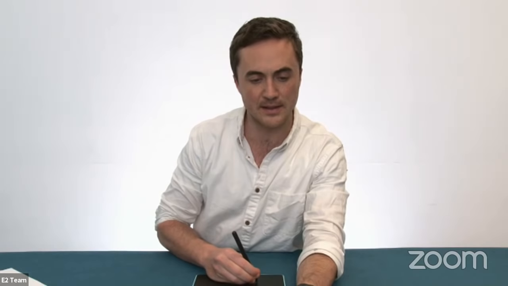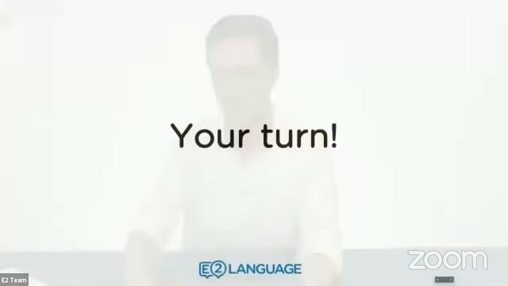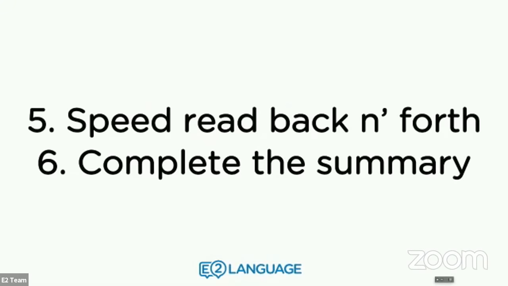Step 4, you'll go to the summary, and you'll start to see clues in the summary where you go, that came from the journal article. That came from the statistics. Cool. All right, let's do some practice now. Here we go. So this is step 5 and 6. You need to speed read back and forth, and you need to complete the summary.